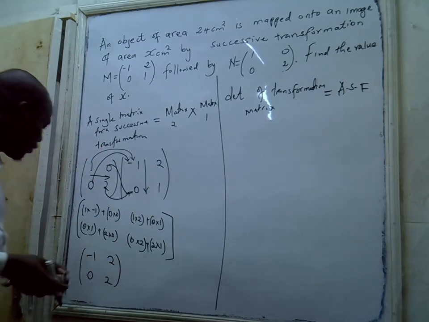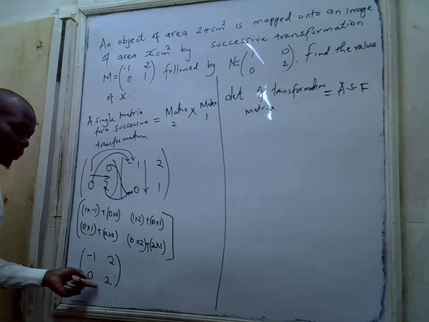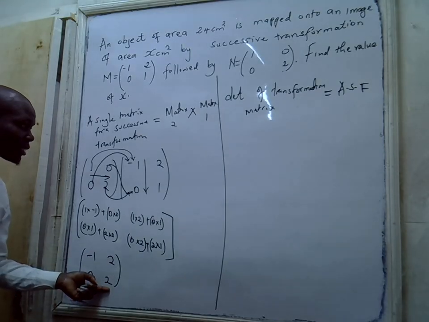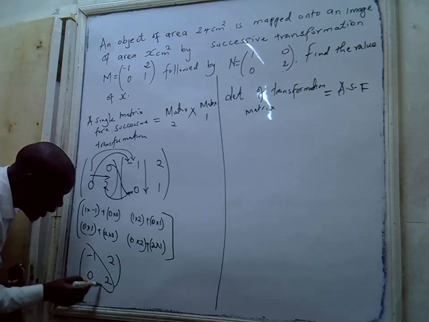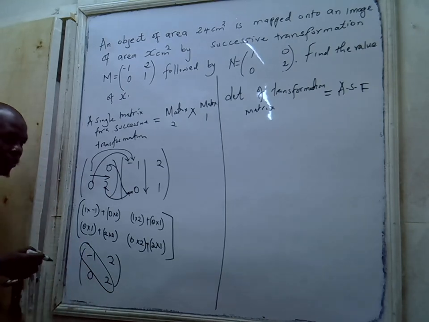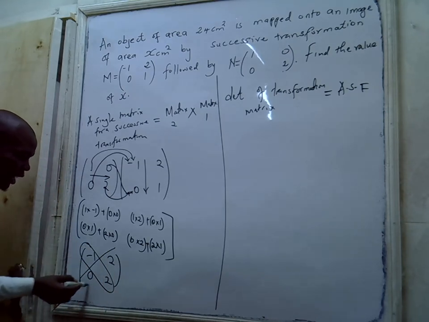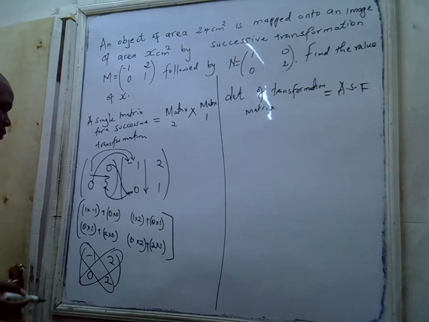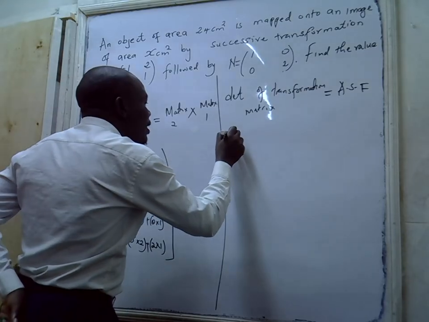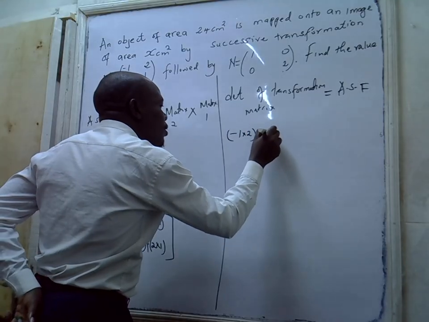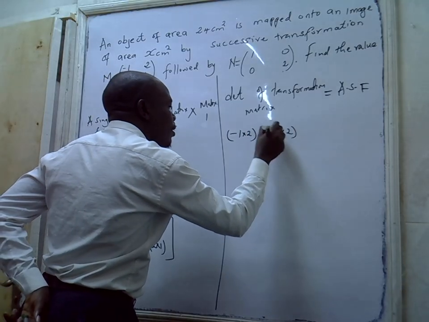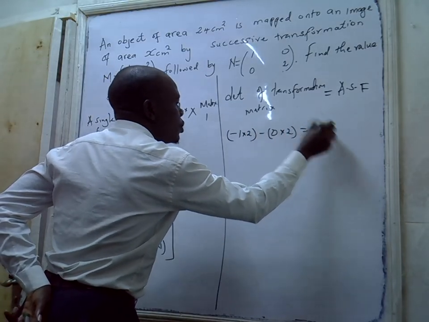The determinant of [[-1, 2], [0, 2]]. How do we get the determinant? The determinant is equal to the product of the main diagonal minus the product of the other diagonal. The product of the main diagonal minus the product of the other diagonal. This one gives us negative 2.